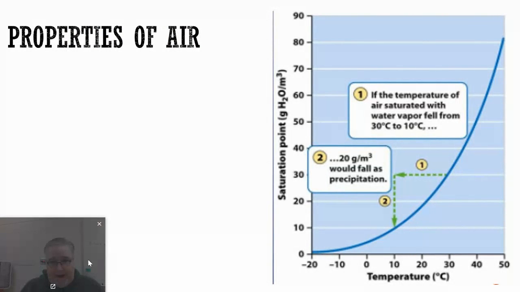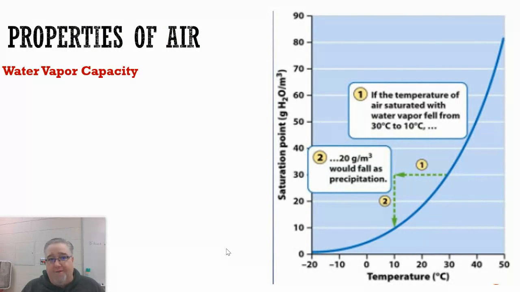Now, another property of air is something called water vapor capacity. Water vapor is basically just gaseous water, okay? And the temperature of the air affects how much water vapor can be in the air. All right, this graph, even though it looks a little bit daunting, I want to talk about how temperature affects water vapor capacity. And this graph here, I think, does a good job of showing that.